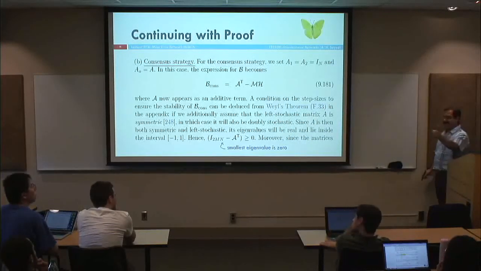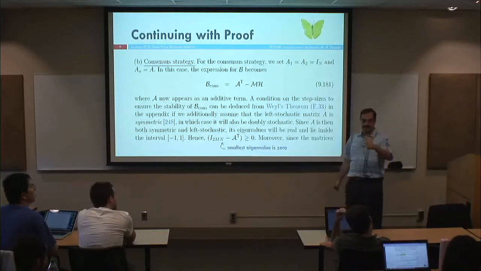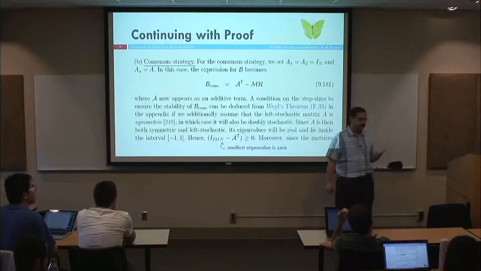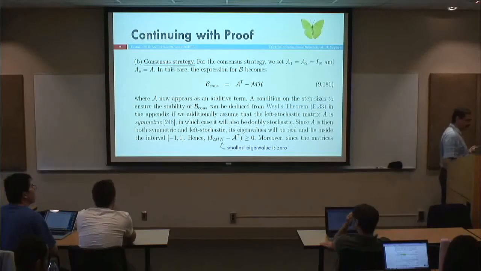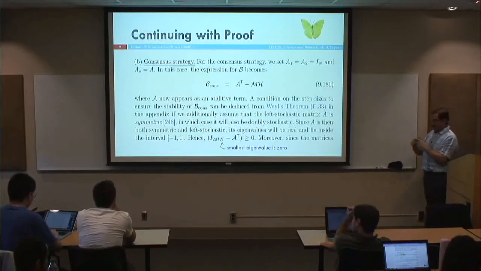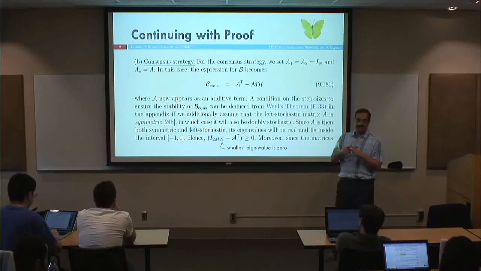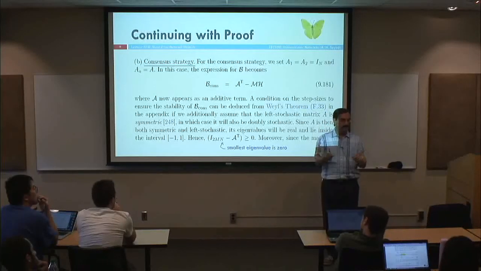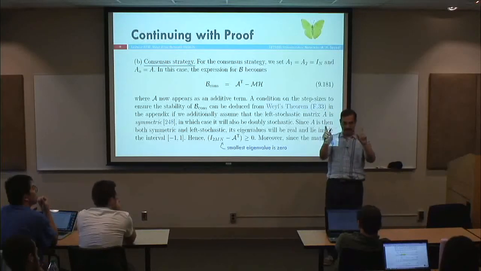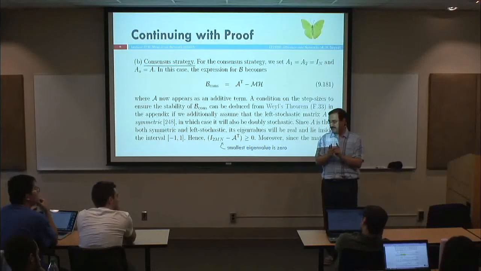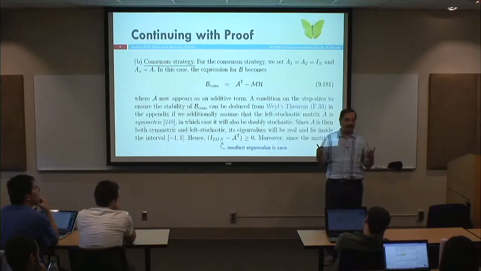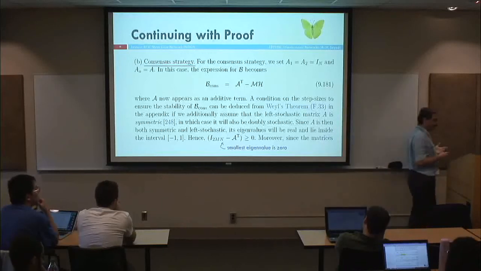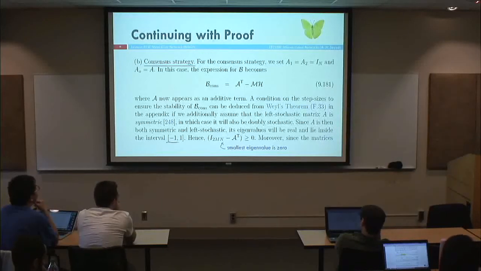A is left stochastic and symmetric, so it becomes doubly stochastic. Now, if A is symmetric and left stochastic, we already know that the spectral radius is 1, correct? For left stochastic matrices, the spectral radius is 1. The eigenvalues are all inside the unit circle, magnitude less than or equal to 1. If it is symmetric, then the eigenvalues have to be real. Then they have to lie in the interval between -1 and 1.